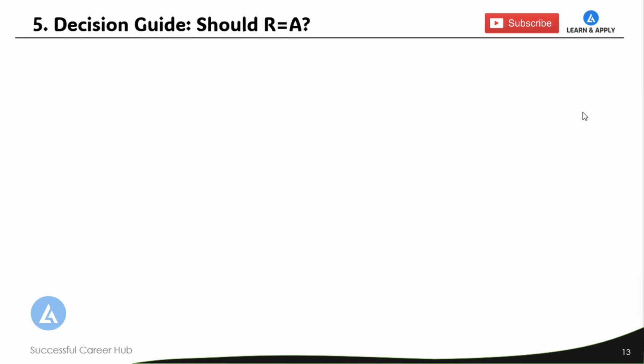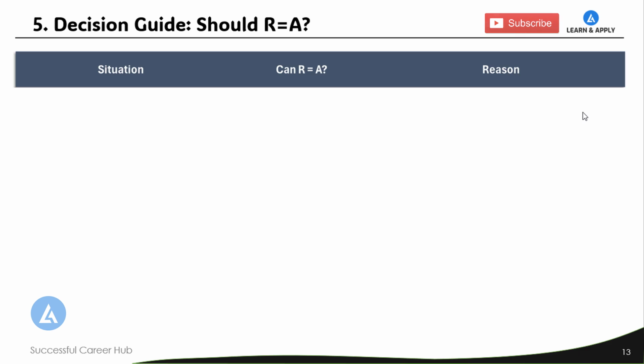Now let's understand one of the important decision guides regarding whether R should be equal to A. That means, should the responsible and accountable person be the same, and if so, in which situations. So let's go into the detail of this. Let's understand this topic in 3 segments. One is, what is the situation? Can R be equal to A? That means, can the responsible person be the accountable person? And what is the reason for it?